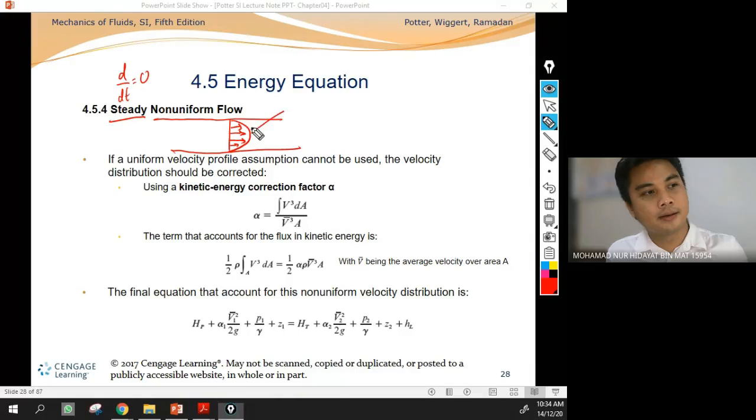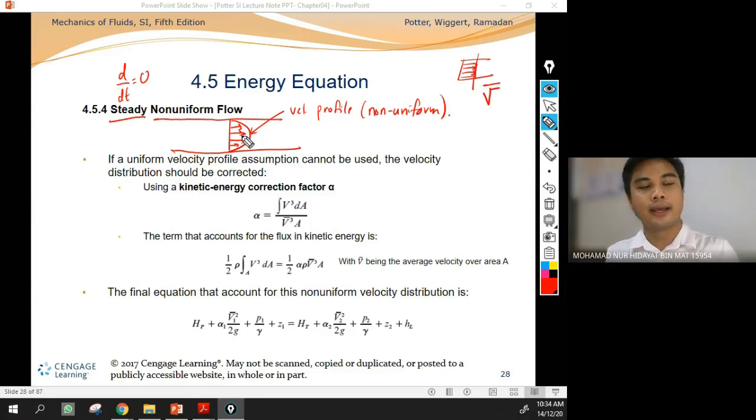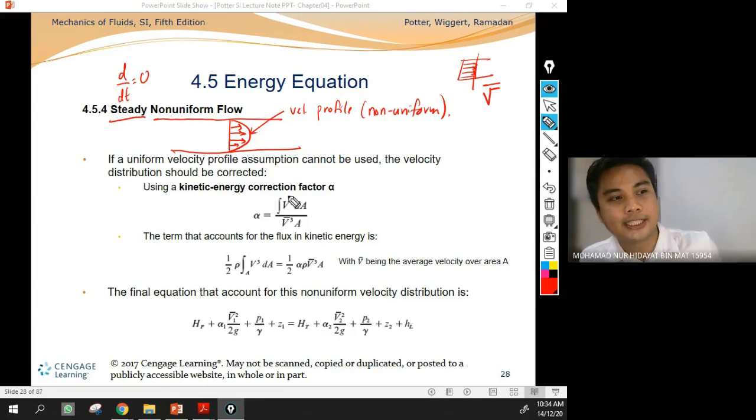We have the velocity profile. This velocity profile is non-uniform. Uniform means the same; this is uniform. Once it is uniform, we can use the average velocity. But for non-uniform, we have to add the kinetic energy correction factor.